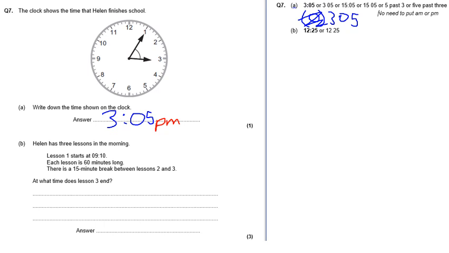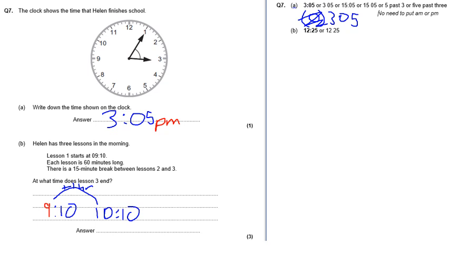But like I say, we're just going with the marking scheme that's given to us by whoever has the last say. Okay, this next one. Helen has 3 lessons in the morning. Sounds like she's going to high school. Lesson 1 starts at 9:10. 10 past 9. Why am I in bed? Okay. I like this bouncy ball method. So I'm going to plus 1 hour is 10:10.